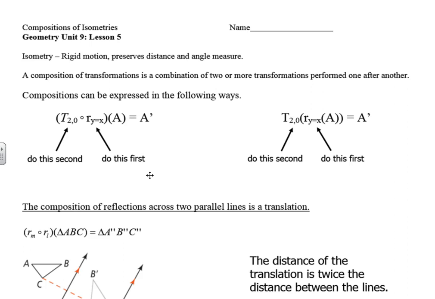We are in lesson 9 and we are looking at a composition of isometries, or another word for isometries is a composition of rigid motions. And remember, with those two things, number one, they preserve distance, and number two, they preserve angle measure. So a composition of transformations is a combination of two or more transformations performed one after another, and they can be expressed in two ways.